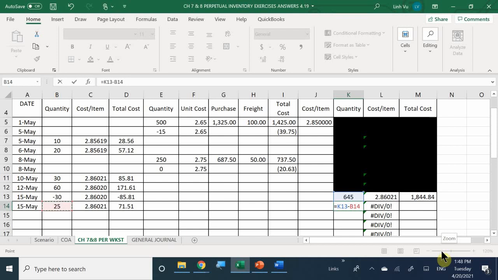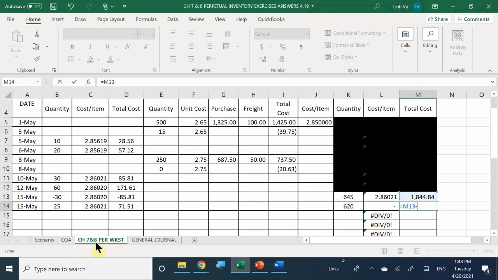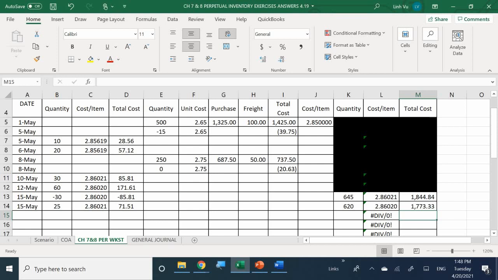1773.33. The inventory is 620. Let me see if that's correct. 1773.33. Perfect. Good. All right. So that's the total cost. And then of course I have my formula already calculate the average cost per item. So here it dropped another 10,000th of a penny. But here we only have 620 items left.